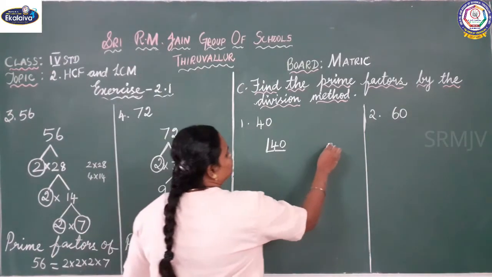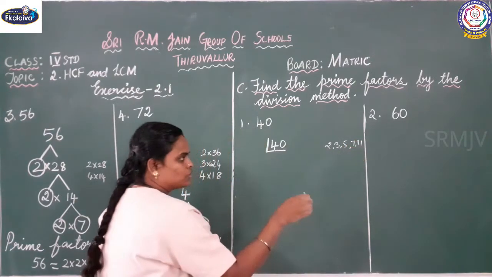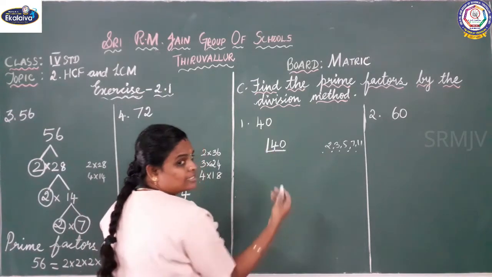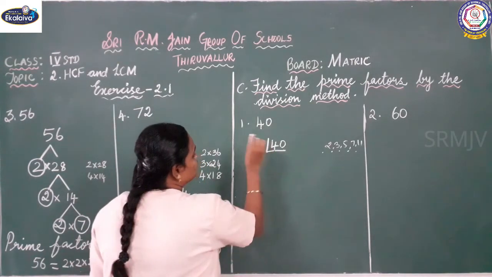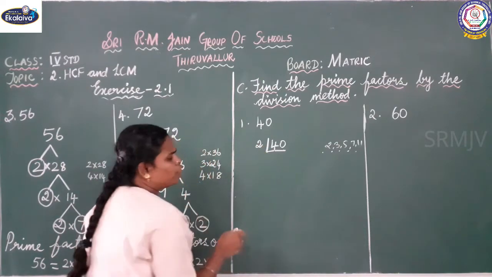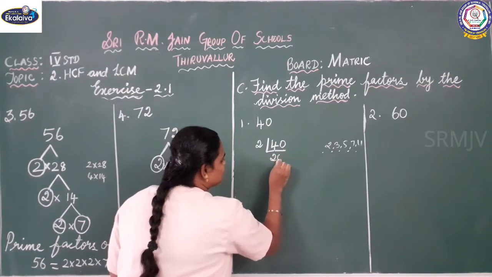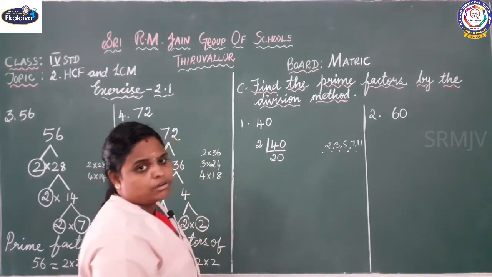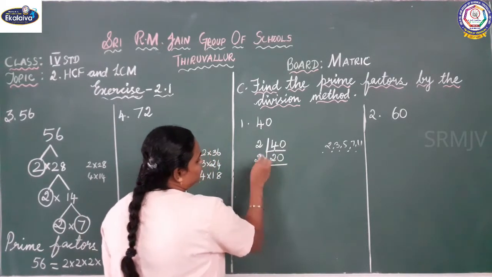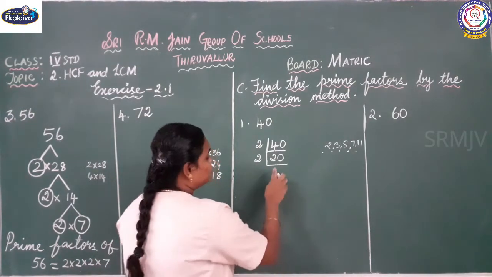Prime numbers, you know: 2, 3, 5, 7, 11, and it goes on. So we will take the 2 table, from the smallest number. If you are dividing 40 by 2, 2 2s are 4, then the 0. So 2 20s are 40. Next, again we will take the 2 table, and the quotient alone we are going to write here.